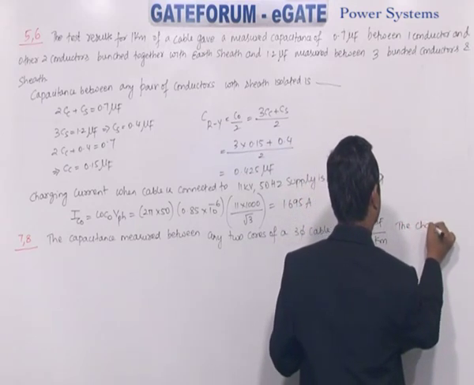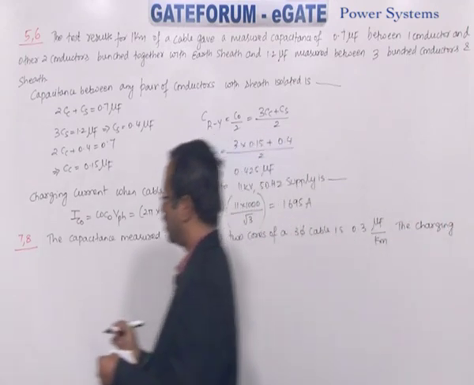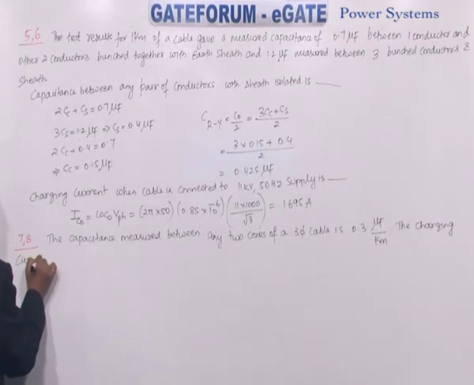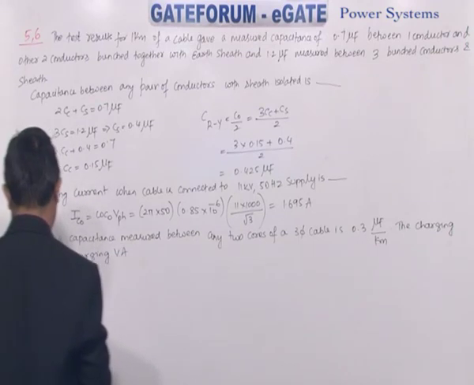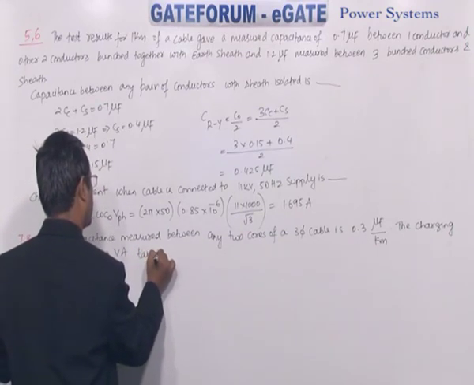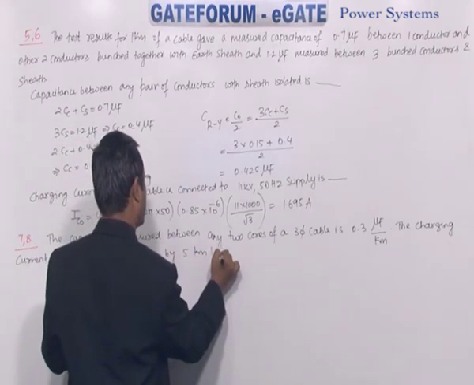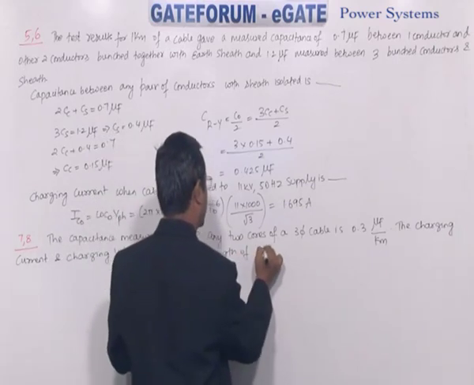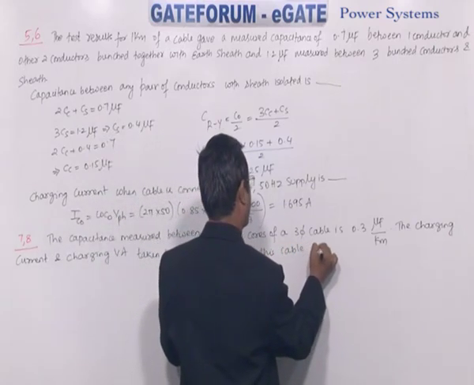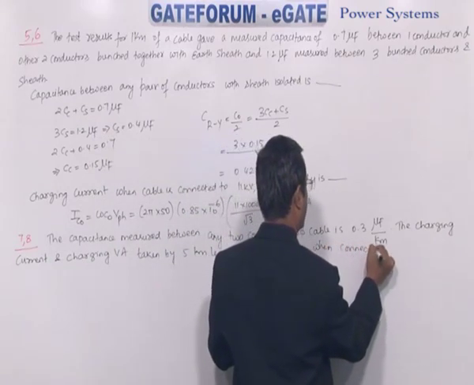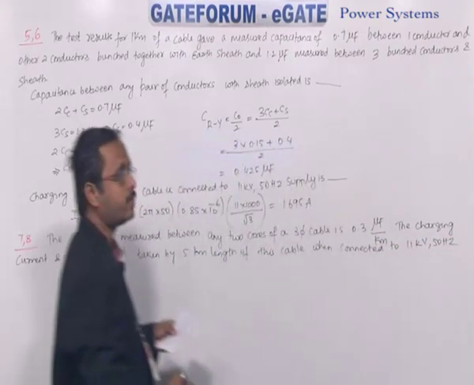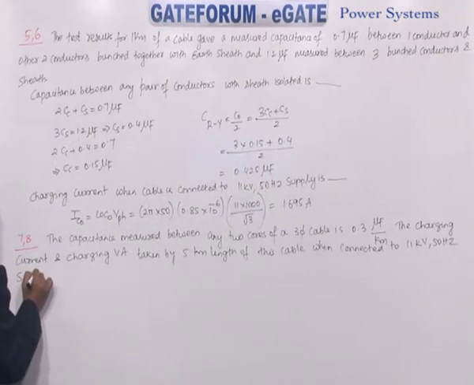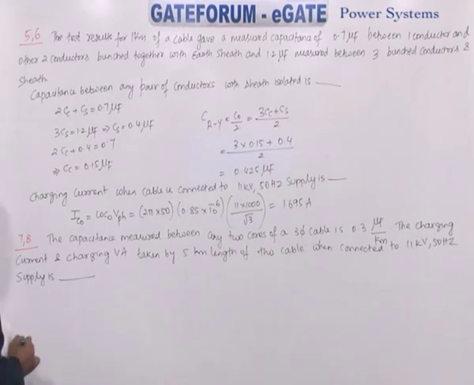The charging current and charging volt ampere taken by a 5 kilometer length of this cable when connected to an 11 kV (50 Hertz) supply is. So this is what we have to calculate here.